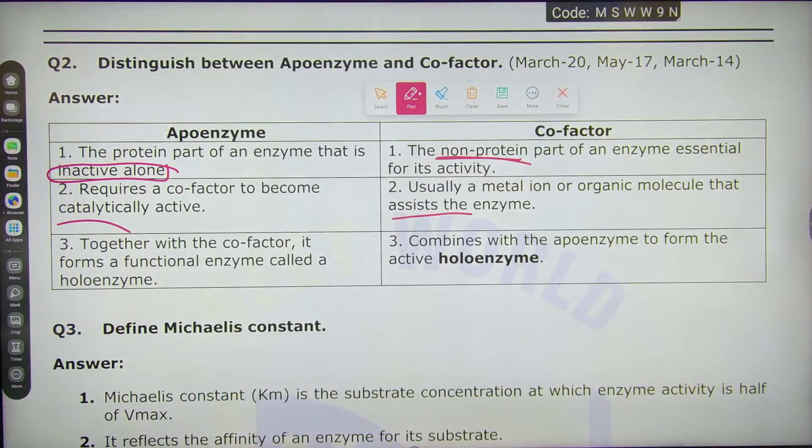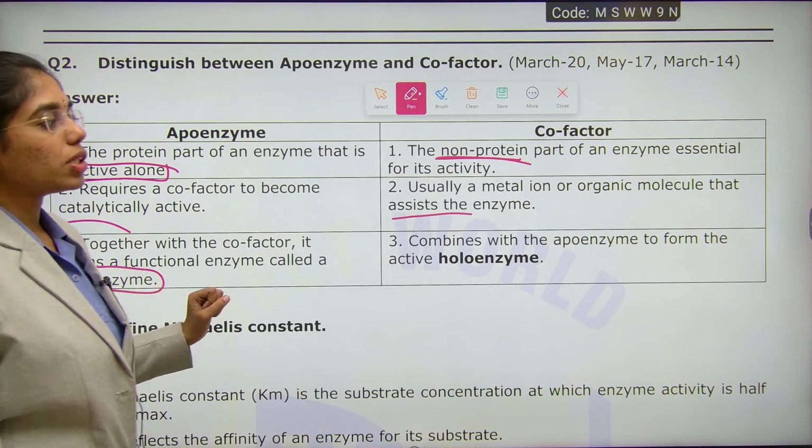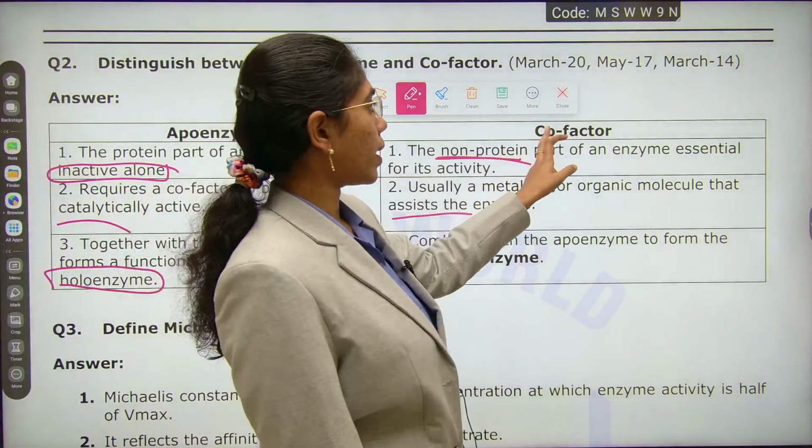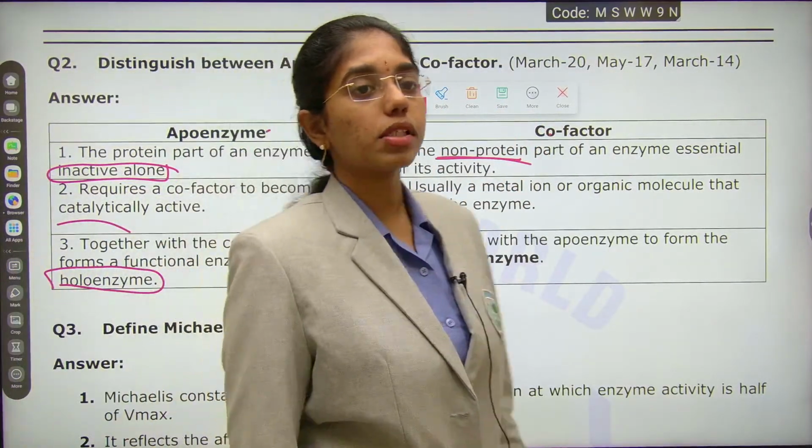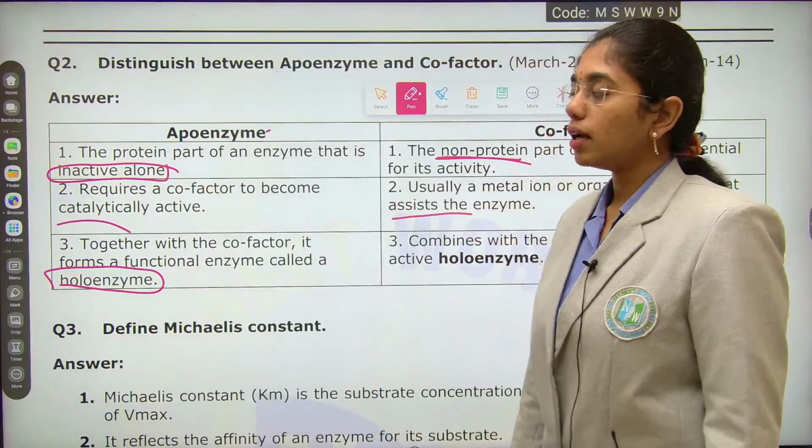Next, the apoenzyme together with the cofactor forms a functional enzyme, which is called a holoenzyme. The cofactor will combine with the apoenzyme and this forms a holoenzyme. The holoenzyme is the functional enzyme. Clear till here?